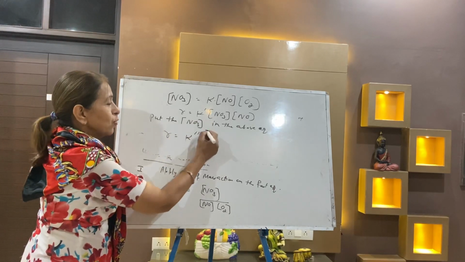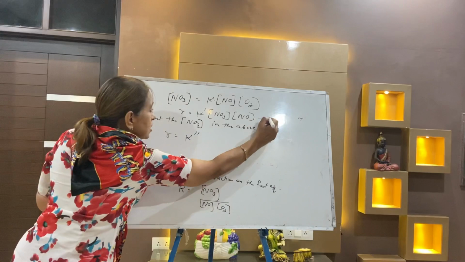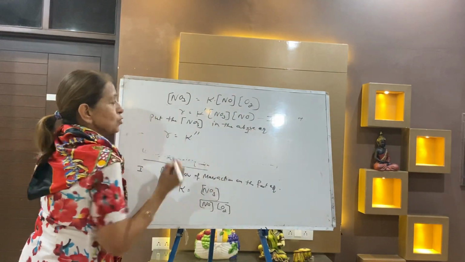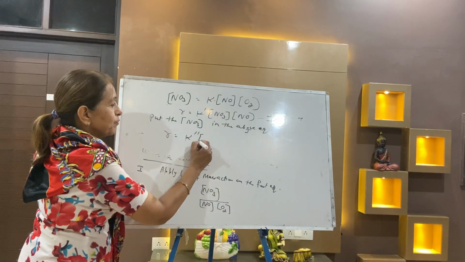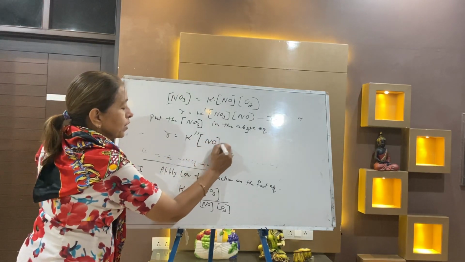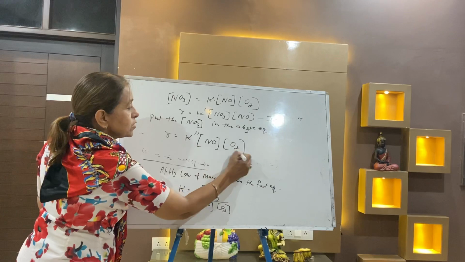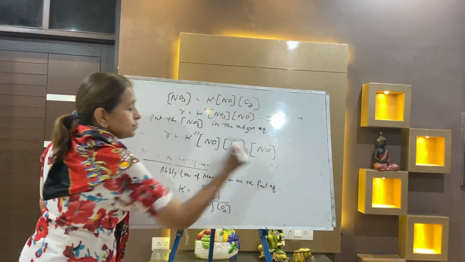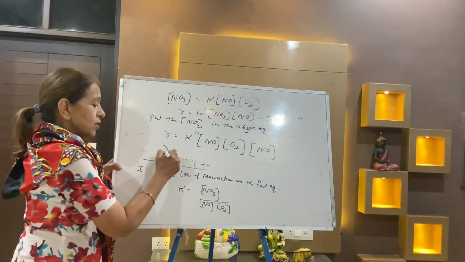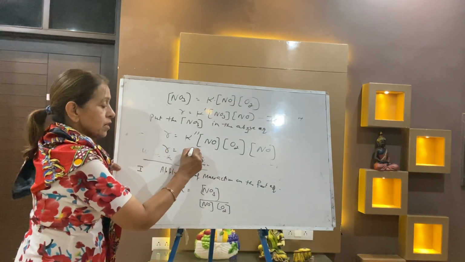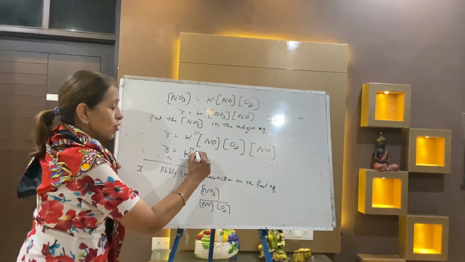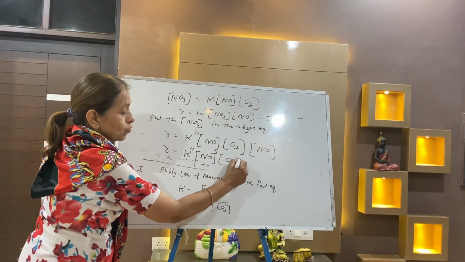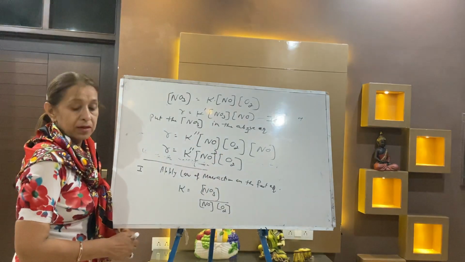What is the value of [NO3]? Put in the first equation. Above equation means first equation. So R is equal to K double dash into [NO][O2], this is your [NO3] concentration, and next is [NO]. Simplify it. Your answer comes R is equal to K double dash [NO]^2 [O2]. So remember, this is the way.